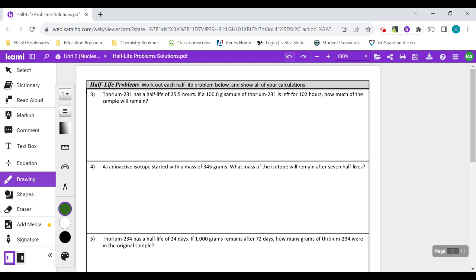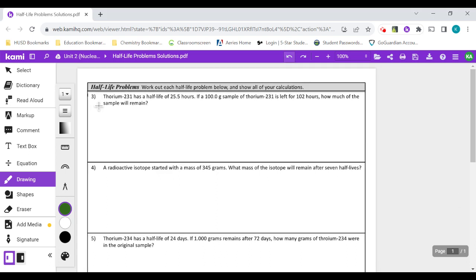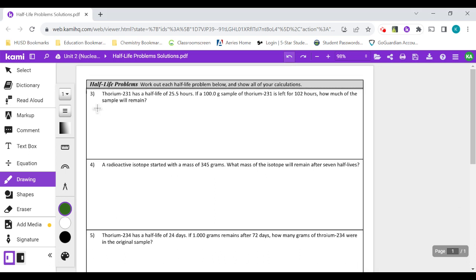So, for this one, T 1/2 is equal to 25.5 hours. If a 100 gram sample of thorium 231 is left out for 102 hours, how much sample will remain? So the first thing we got to find out is how many half-lives are taking place.